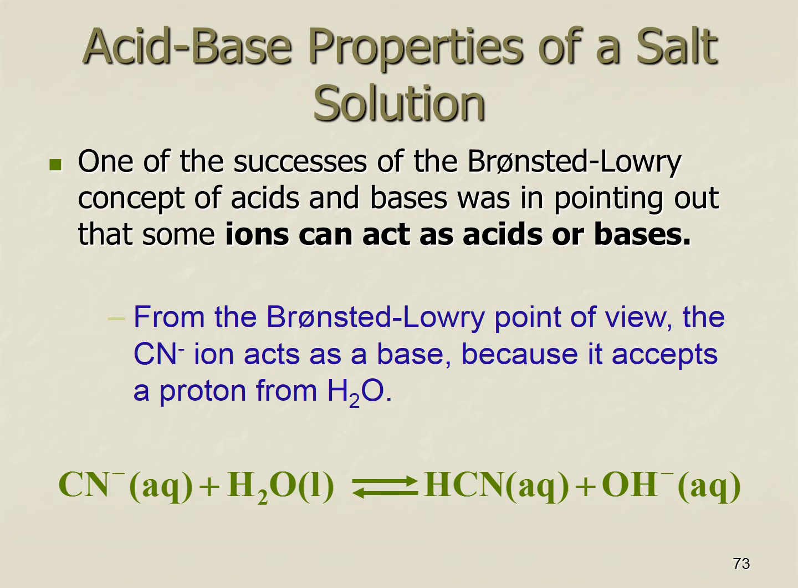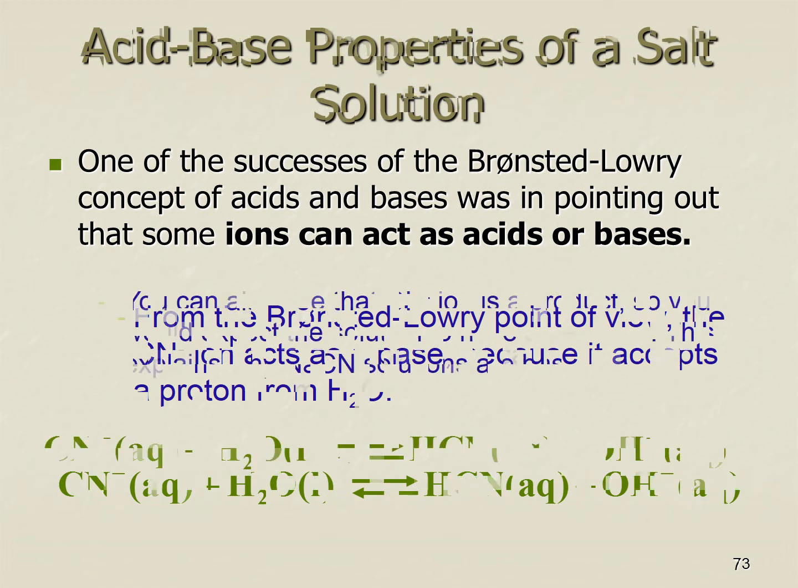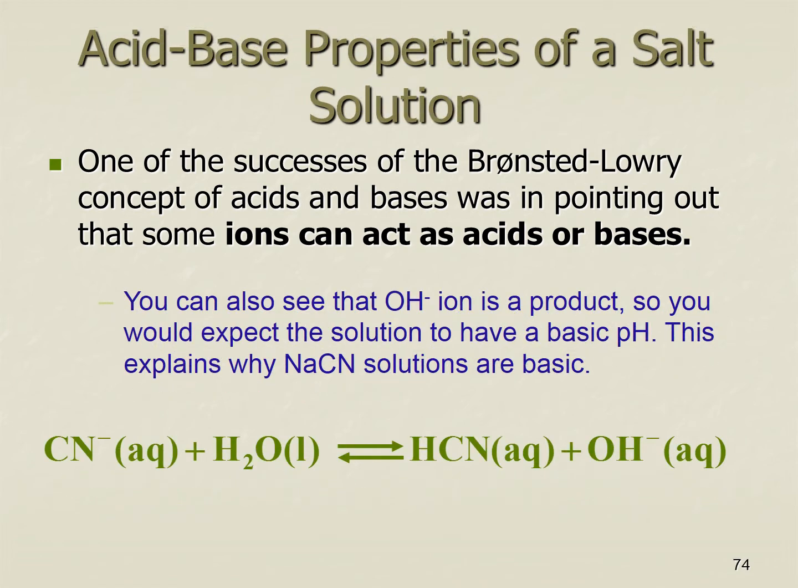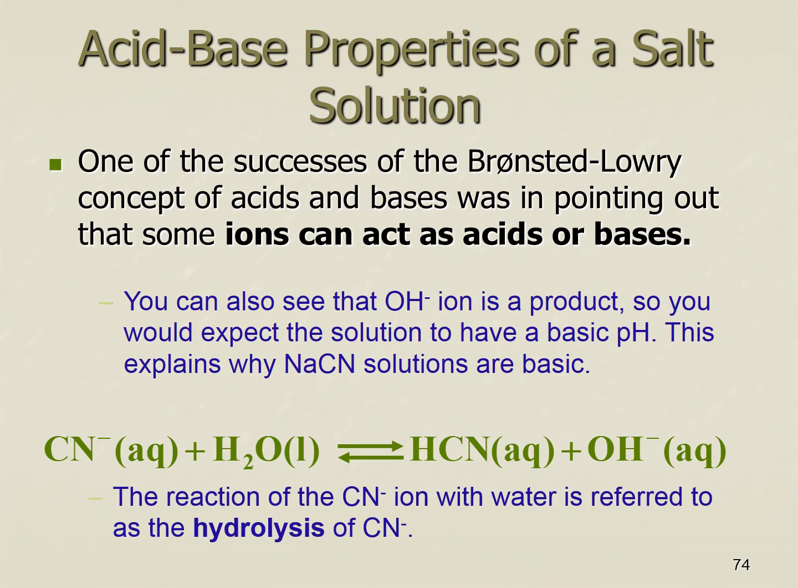Again, CN- is a weak base, and it's the conjugate of a weak acid. So actually, it's probably a little bit stronger base than HCN is an acid, and so the equilibrium shifts to the right, and we do have OH- hanging around. As you see, OH- is a product, and so you would expect this to have a basic pH. The reaction of CN- ion with water is referred to as the hydrolysis of CN-, so it's reacting with water, the hydrolysis.